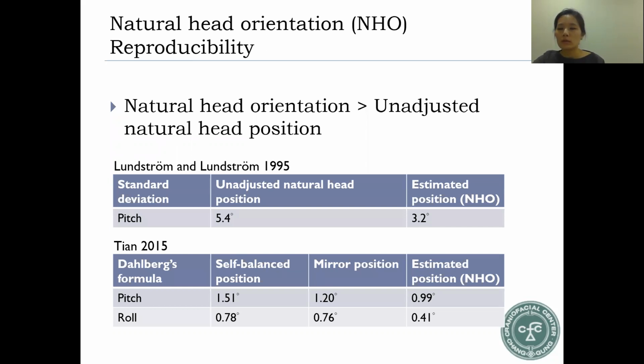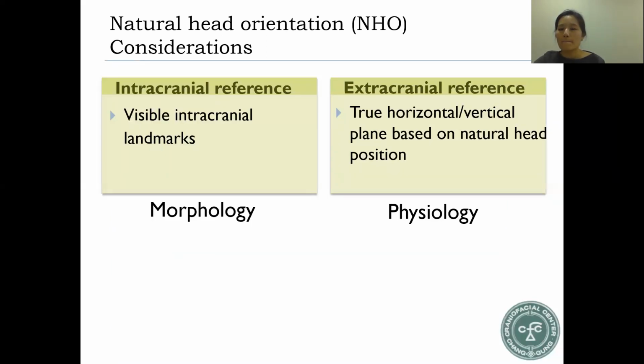Both in the 2D cephalometric study and the 3D study, natural head orientation showed higher reproducibility than unadjusted natural head position. This adjusted natural head position might include both correct and incorrect natural head positions, and incorrect natural head position could be considered as non-standardized natural head posture. The high reproducibility is one of the advantages of using natural head orientation.